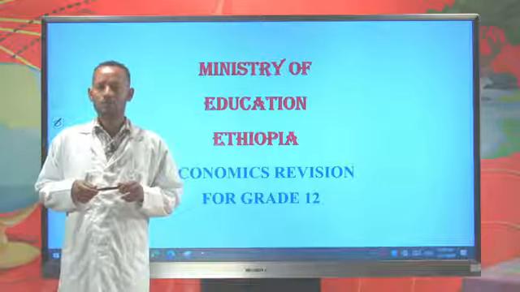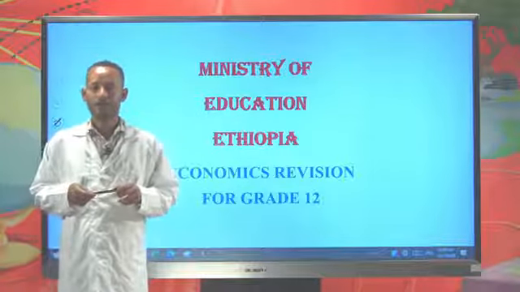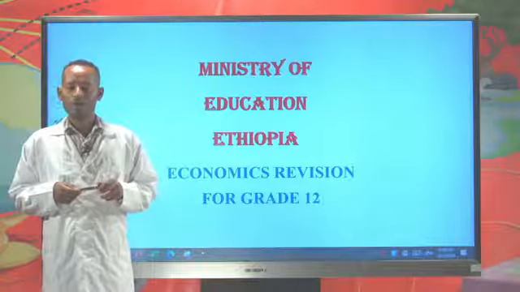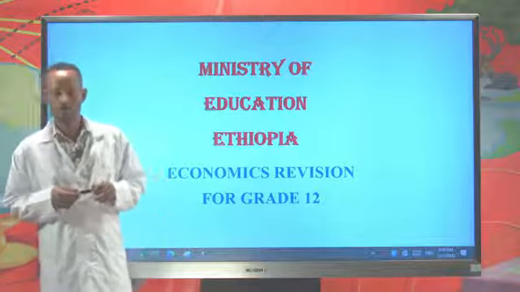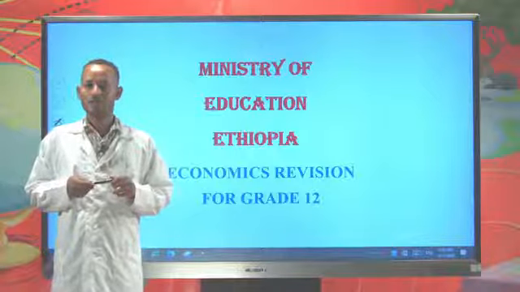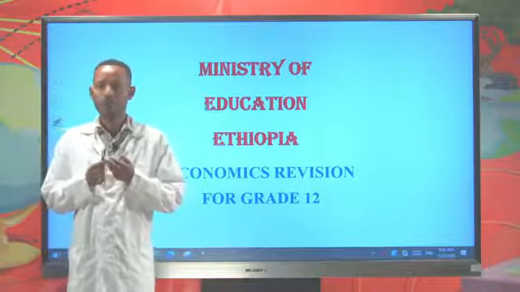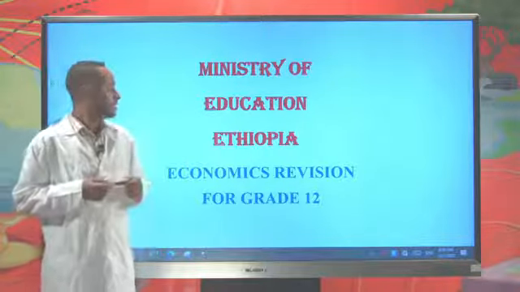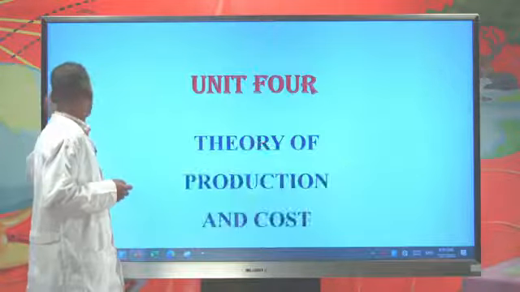In the previous lesson, we saw the theory of consumer behavior, more specifically the cardinal and the ordinal utility theories. Today we are going to revise unit 4, which is about theory of production and cost. That means we are going to see 3 major lessons or theories under this unit: theory of production, theory of cost, and the link between production and cost. Let's start with theory of production.